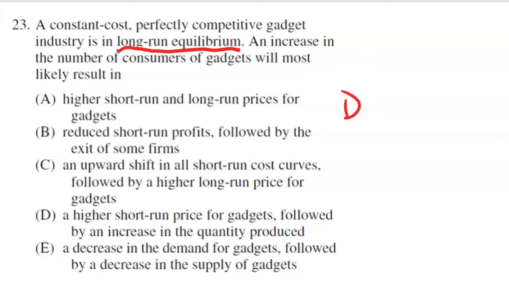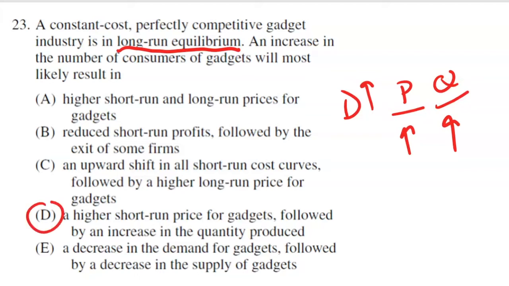Well, it's going to increase demand in our market. And so when demand increases, our price and our quantity are also going to increase in the short run. The correct answer here is D, because there's going to be a higher short run price because demand increases, followed by an increase in the quantity produced, which makes sense. If demand increases, our quantity is also going to increase because of the rightward shift of the demand curve.